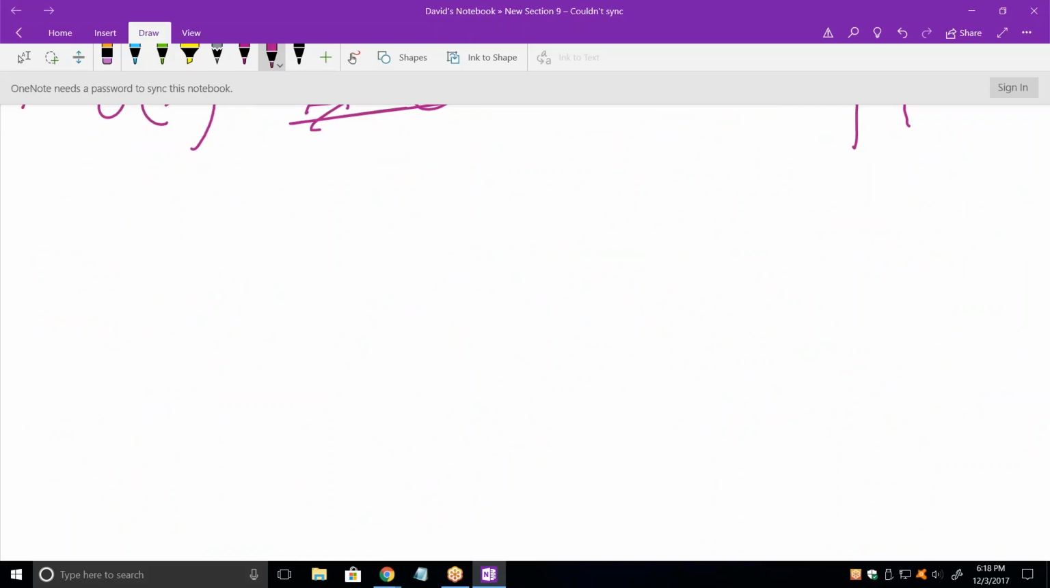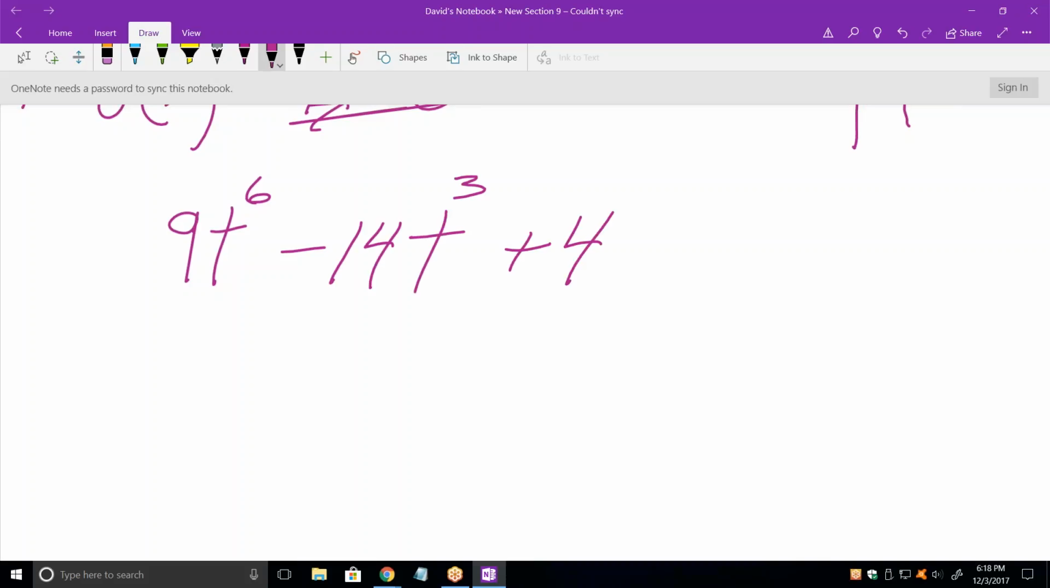3, 5. Okay. 9t to the 6th minus 14t to the 3rd plus 4t minus 1 equals 0. Same question. How many solutions do we have? Is it 1? It's always the highest exponent you see.